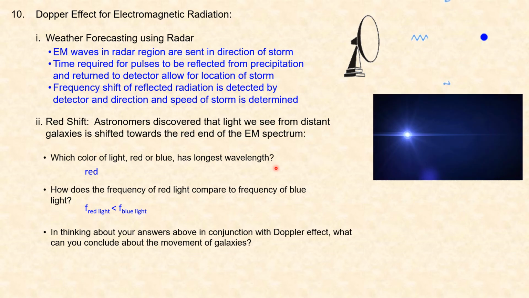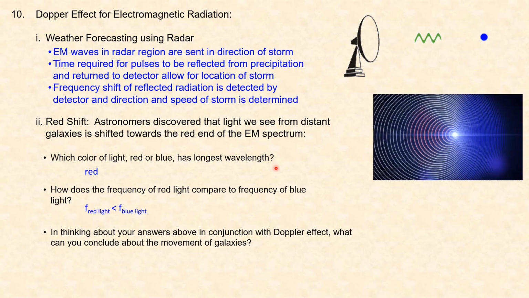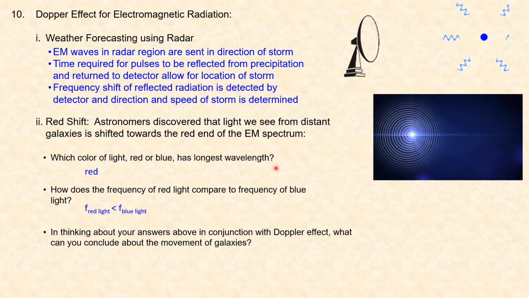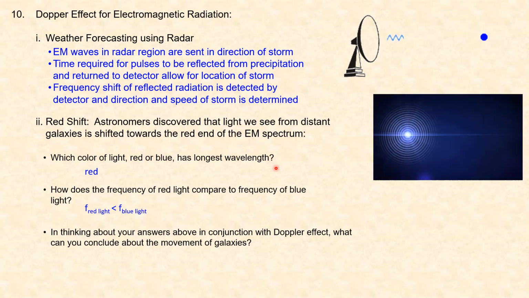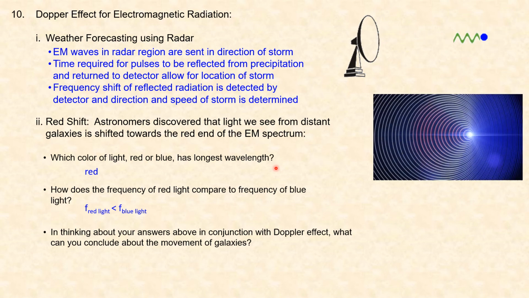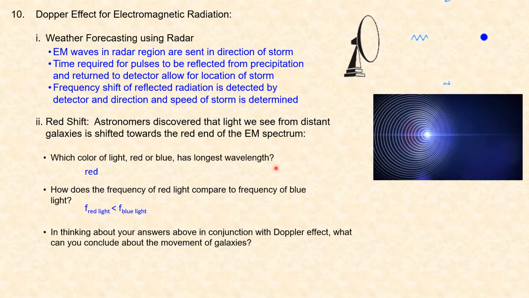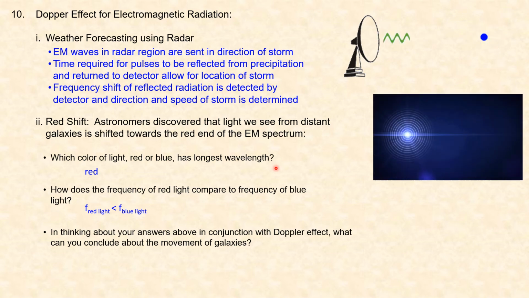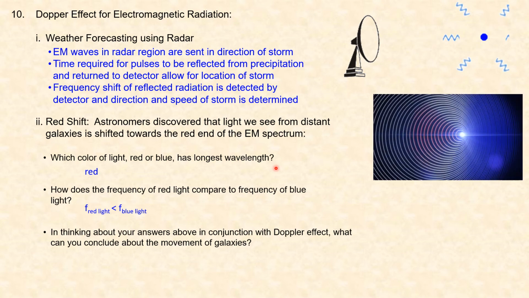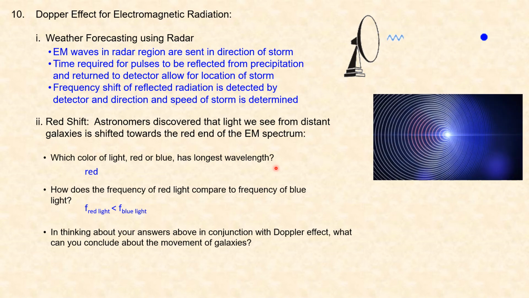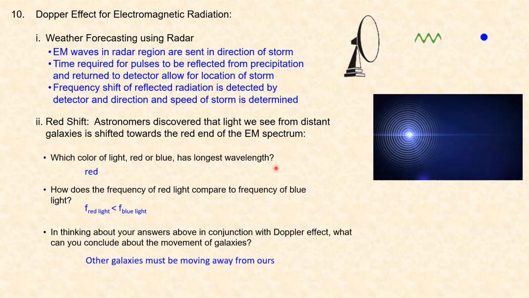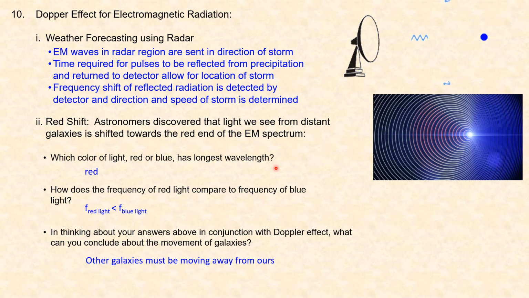So here's the crux. In thinking about these answers, along with the Doppler effect, what can you conclude about the movement of distant galaxies? If we see the light from distant galaxies shifted to the red end of the electromagnetic spectrum, that would suggest that distant galaxies are moving away from us. That is, the source of the light waves, those distant galaxies, have to be moving away from us, the observer, to cause the shift towards the red end of the spectrum.